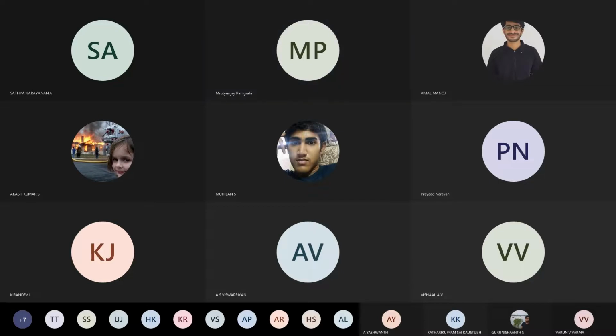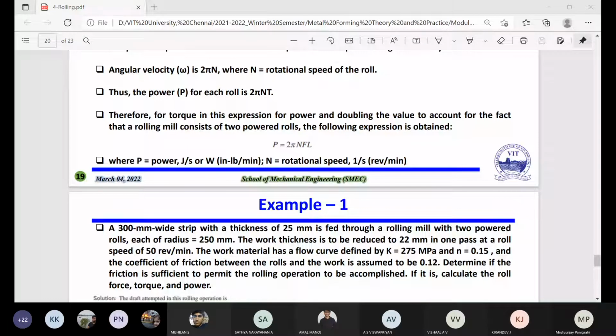Anyone? No one? Amal? All forgot. Akash? Kiran?